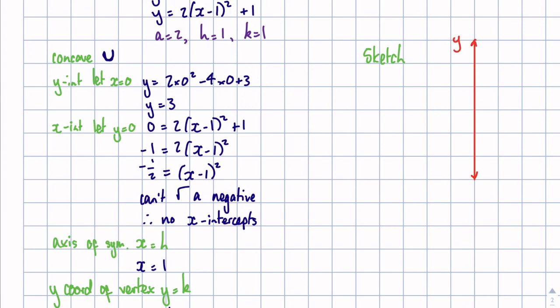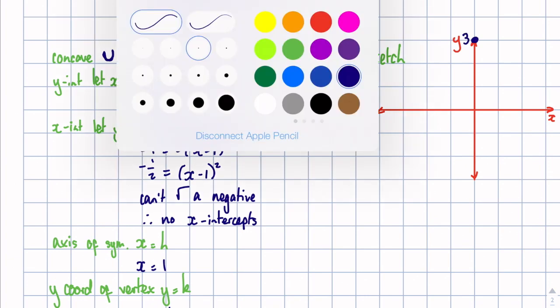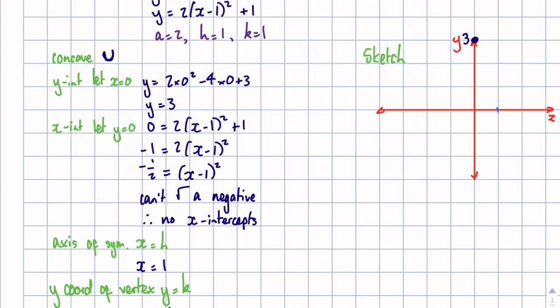This doesn't have to be amazing. I think I say that every time. Let's put on our x-intercepts. Well, we don't have any. The y-intercept is y equals 3, the axis of symmetry is x equals 1, and y equals 1.